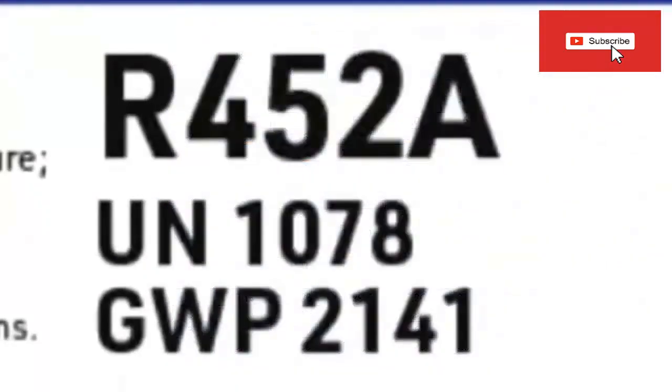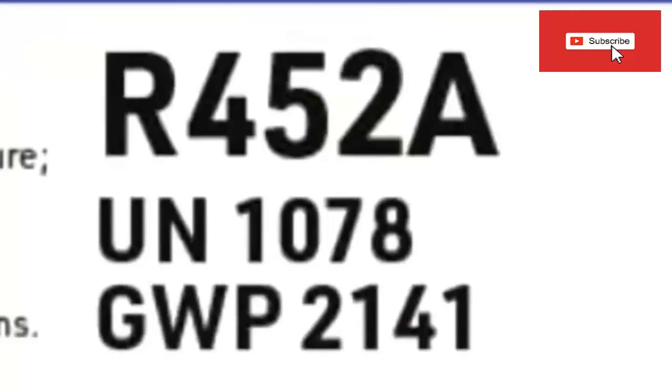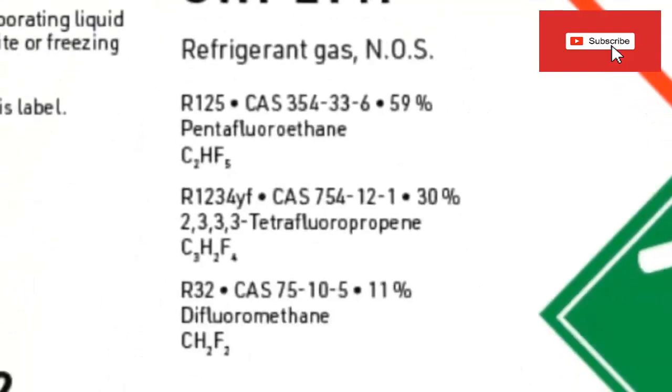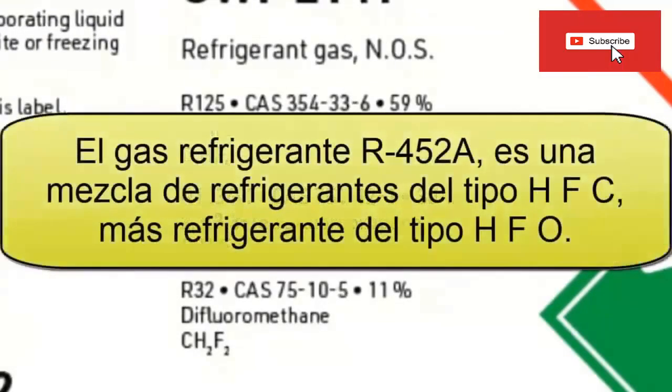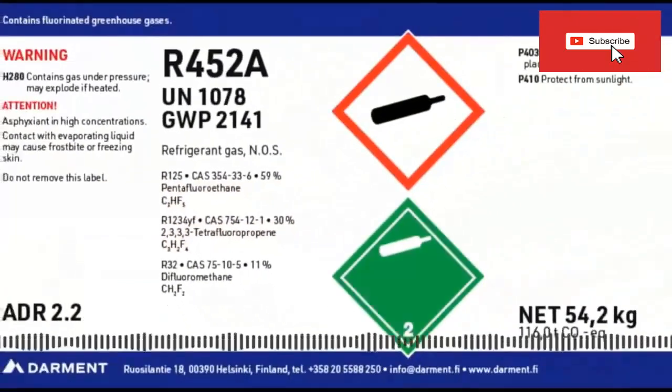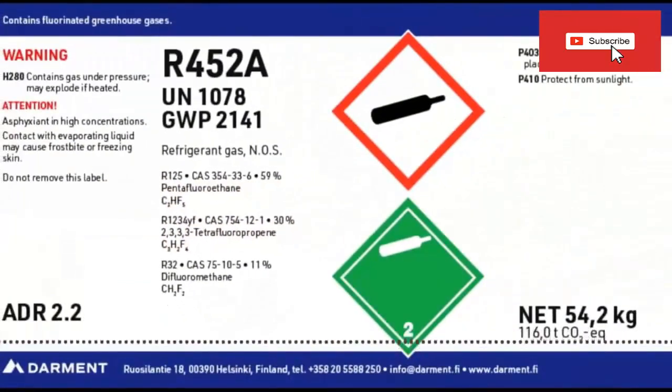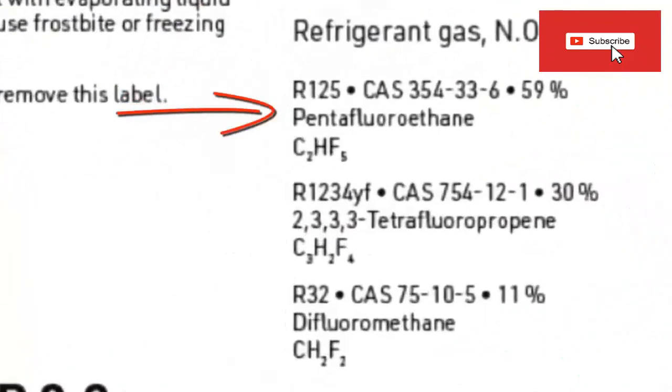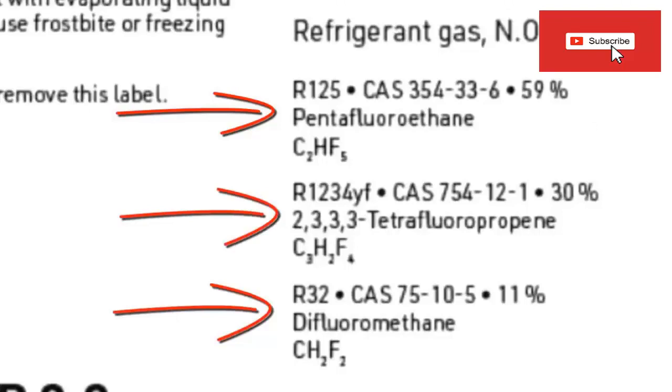Let's talk about R452a refrigerant. Let's start by saying that R452a refrigerant gas is a mixture of HFC type refrigerant plus HFO type refrigerant. These are its main features. 1. R452a refrigerant is made up of 59% R125 refrigerant, 11% R32 refrigerant, and 30% R1234YF refrigerant.